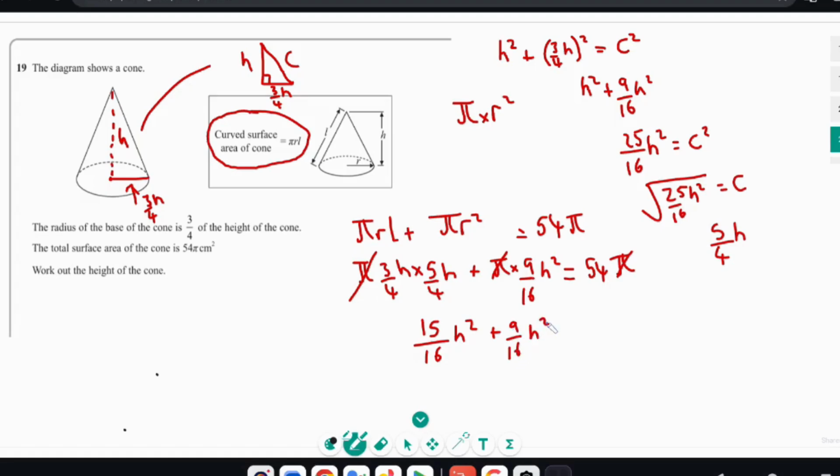Ooh, so this looks a little bit nicer already. We've got like terms here, so 15 over 16 add 9 over 16 h squared gives me 24 over 16 h squared. I'm going to divide both sides by 24 over 16. Gives me h squared is 36, square root both sides, h is 6.